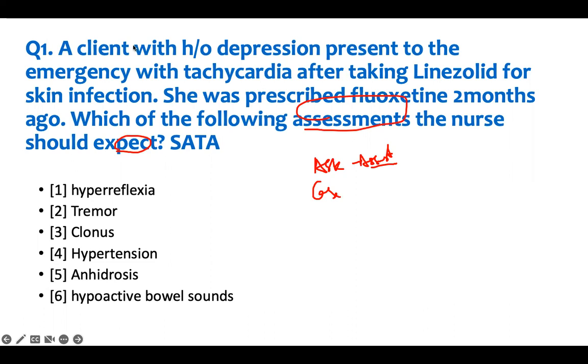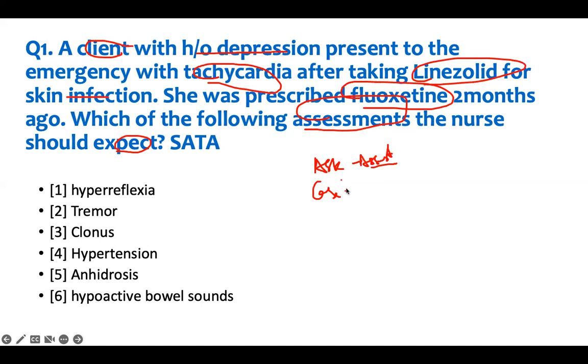A client, okay, with the history of depression presents to the emergency room with tachycardia after taking linezolid for skin infection. She was prescribed paroxetine 2 months ago. Which of the following assessments? So what do we have?